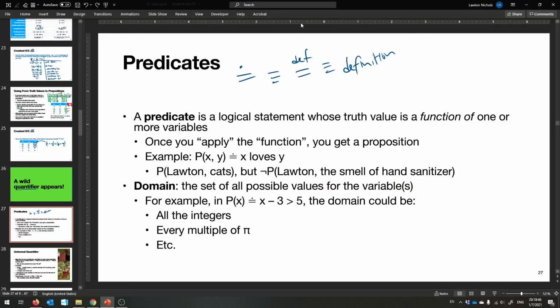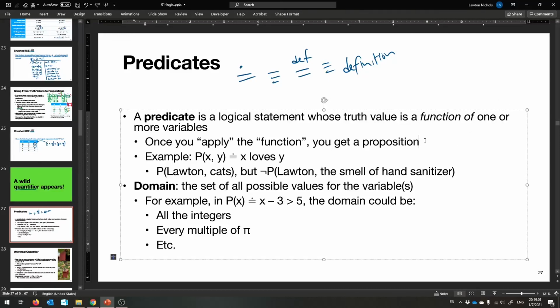Okay, so hopefully that makes sense. It's a predicate. It's not true or false yet. You have to apply the function to some propositional variables first. Eventually you're going to get true or false. Let me just write that in here.